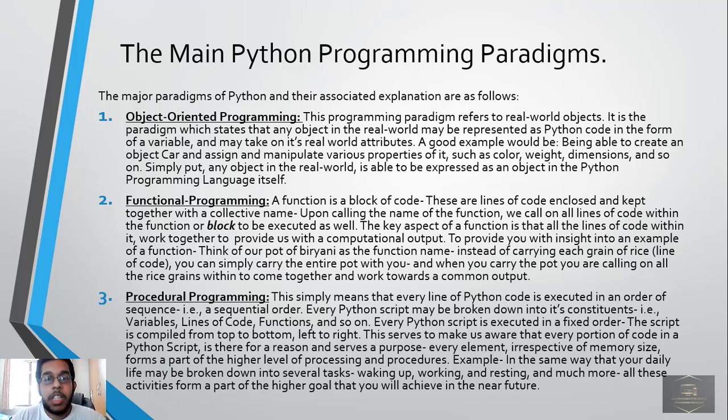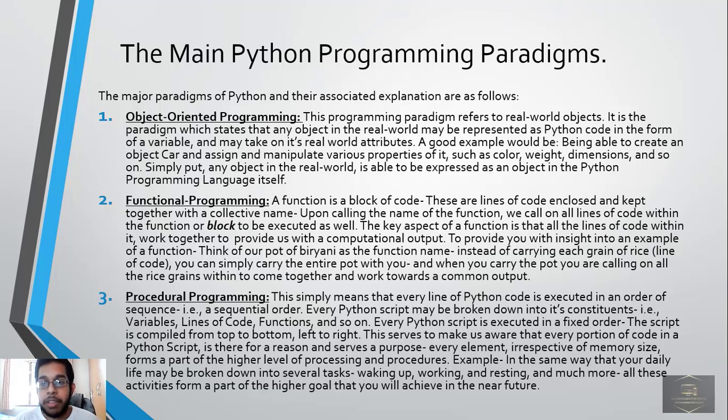Simply put, any object in the real world is able to be expressed as an object in the Python programming language itself. Number two, functional programming. A function is a block of code. These are lines of code enclosed and kept together with a collective name. Upon calling the name of the function, we call on all lines of code within the function or block to be executed as well.